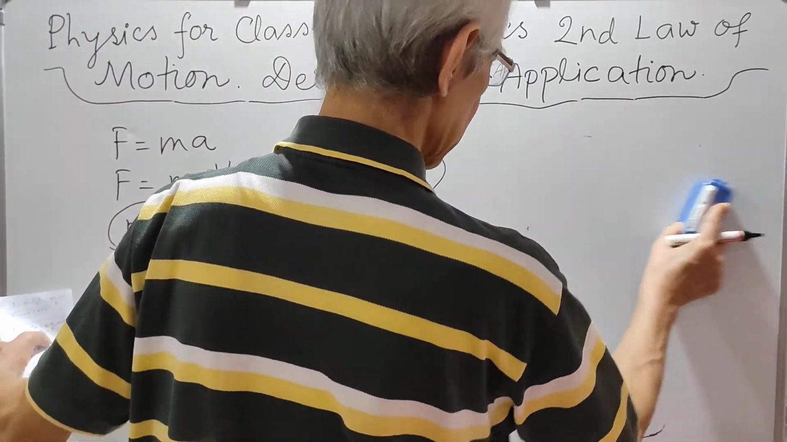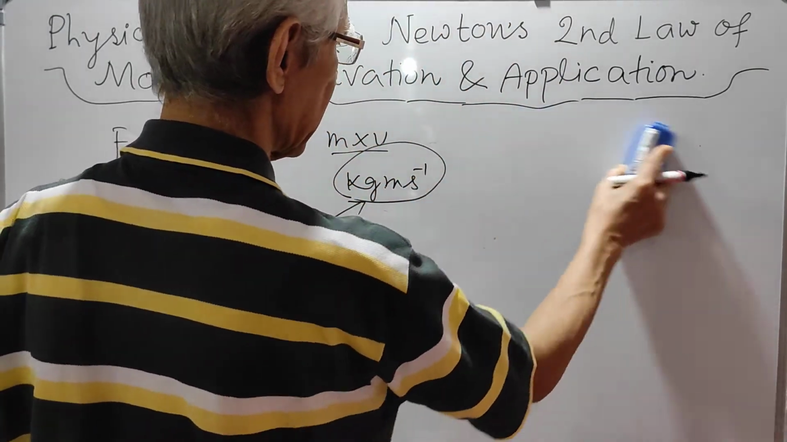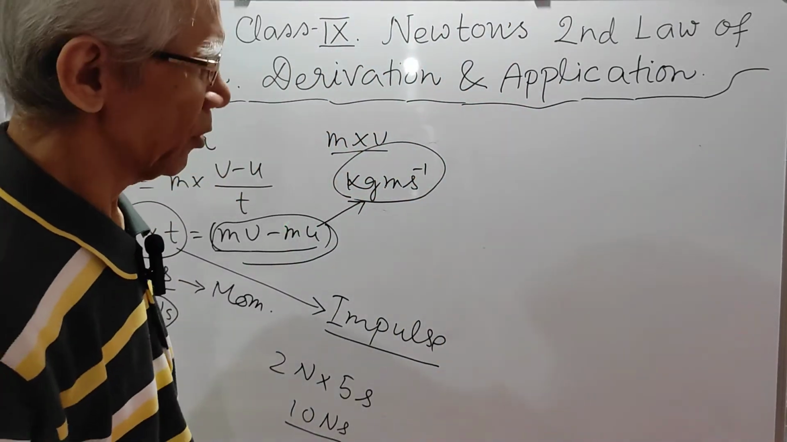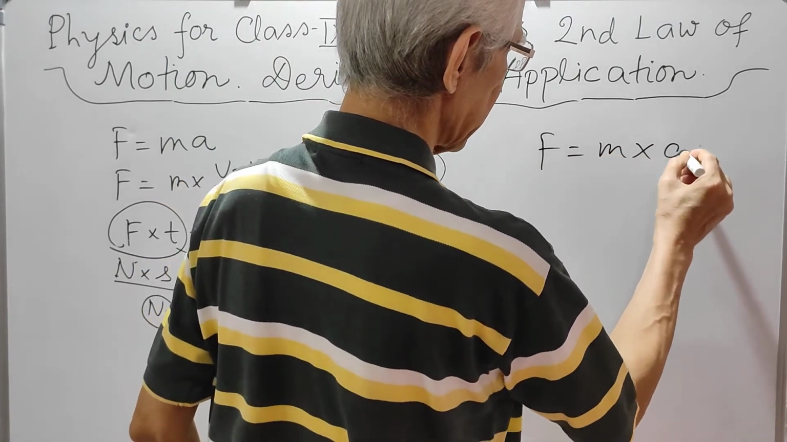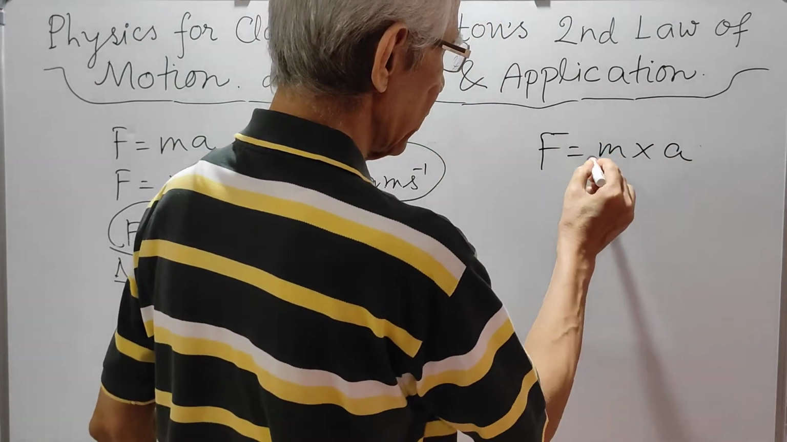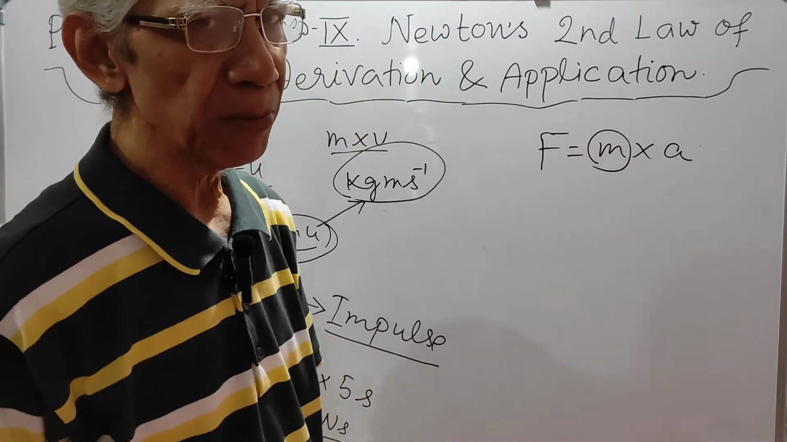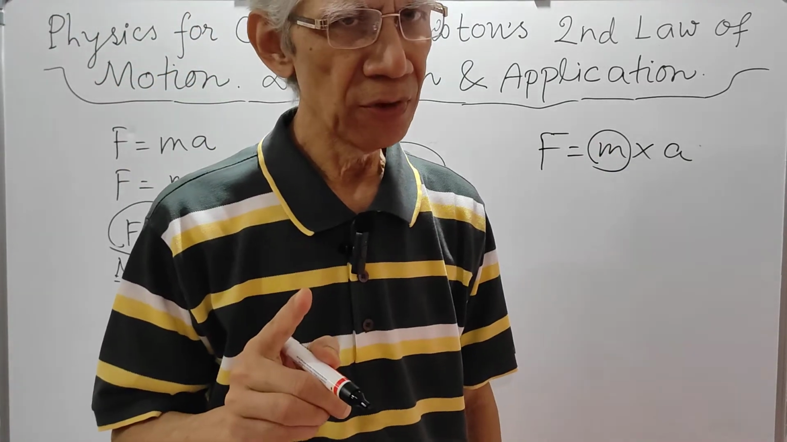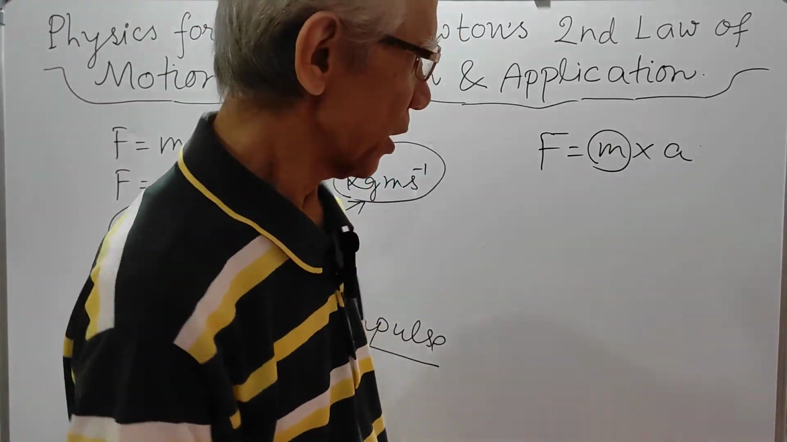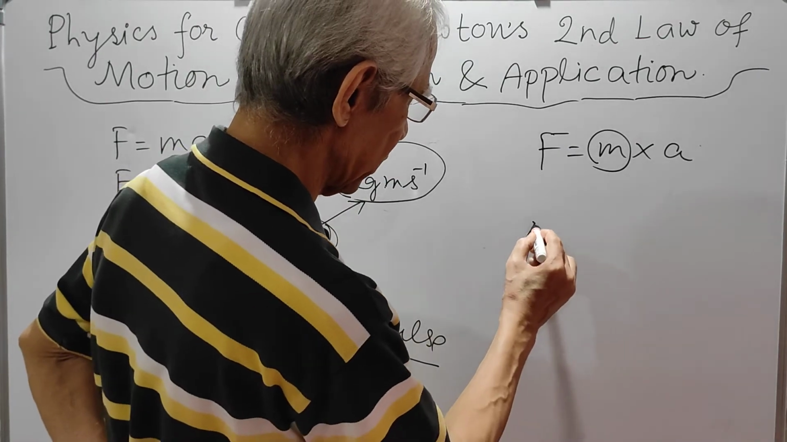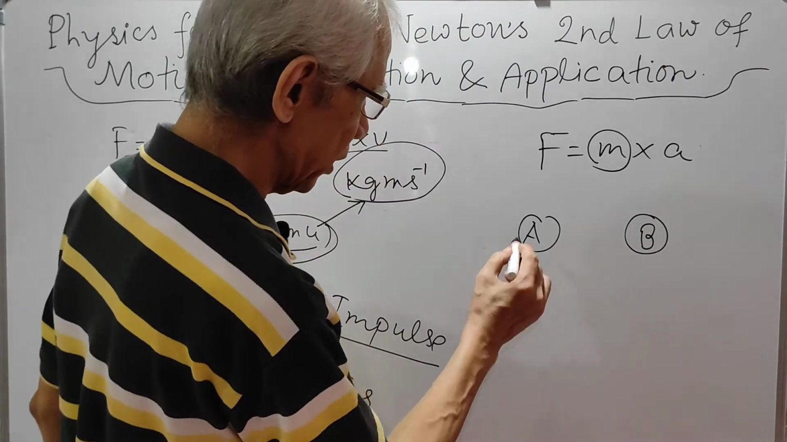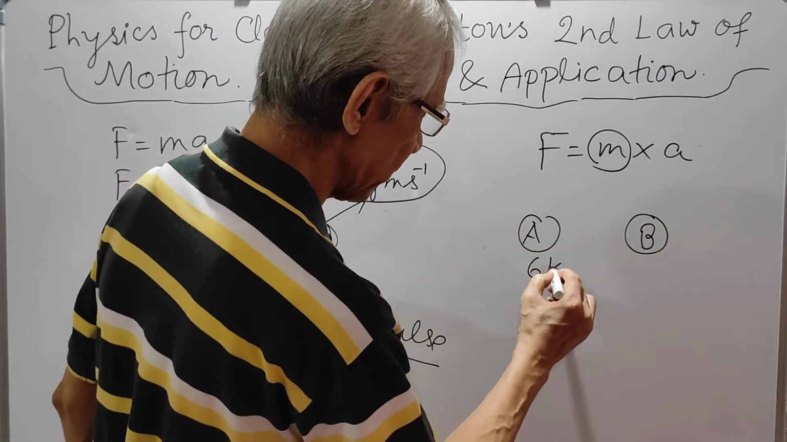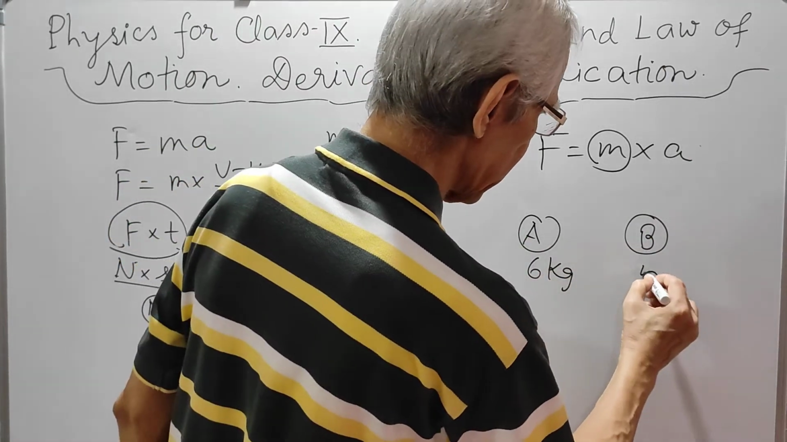Now in this F equal to ma, one important thing you have to remember. F equal to mass into acceleration. Now this mass is the mass of the body on which the force is acting. Suppose there are two bodies, body A and body B. Body A mass suppose 6 kg and body B mass suppose 5 kg.